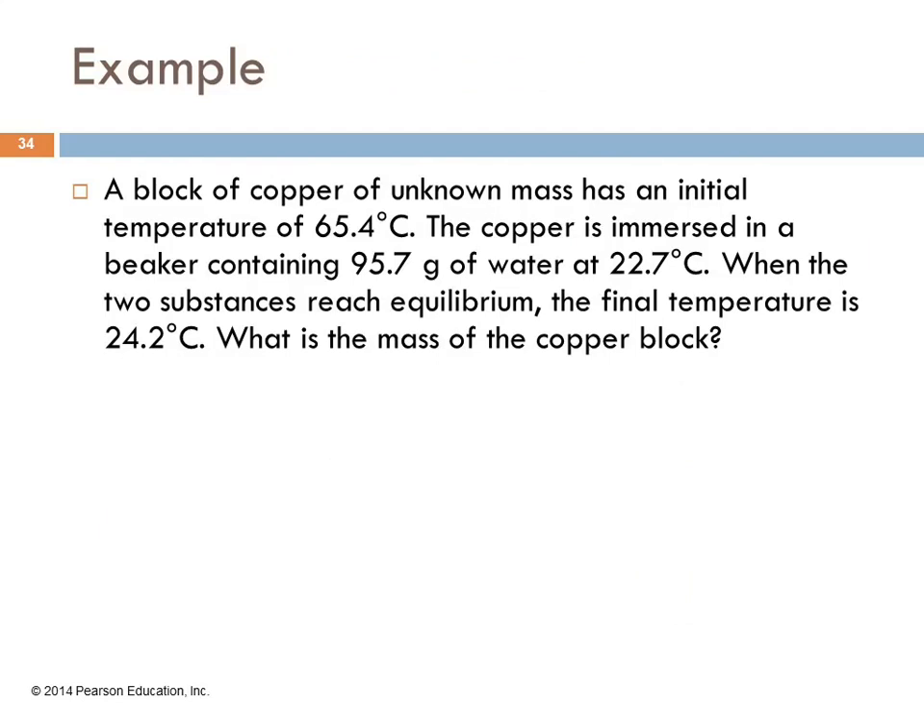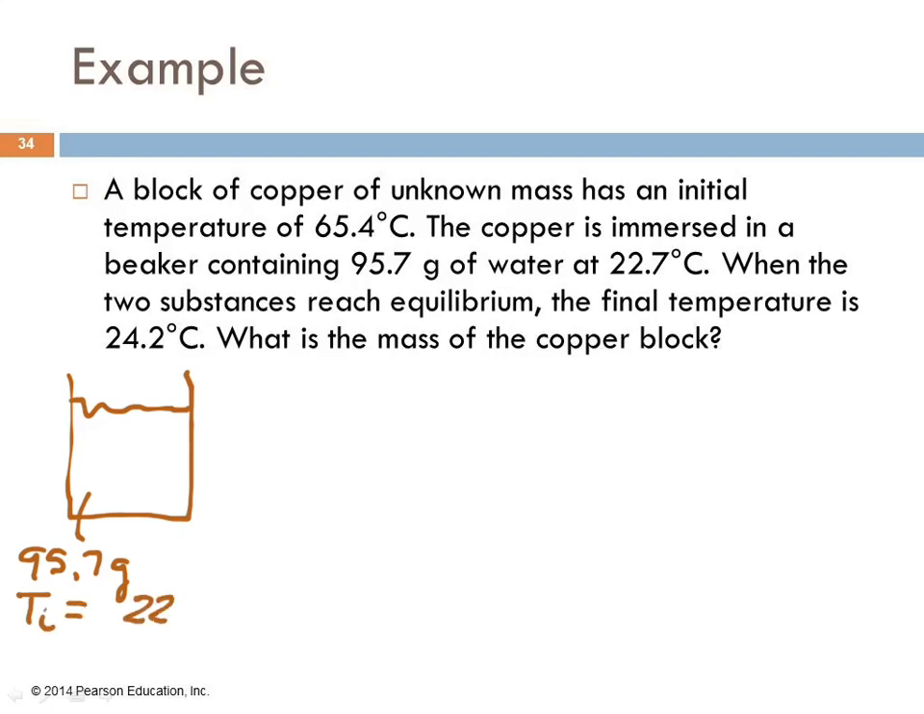So let's draw a picture. We have a beaker, and it's got water in it. And we know the mass of the water is 95.7 grams. And the initial temperature of the water is 22.7 degrees Celsius. And then there's this copper block that's put into there. That has an initial temperature of 65.4 degrees Celsius, and we don't know what the mass is.